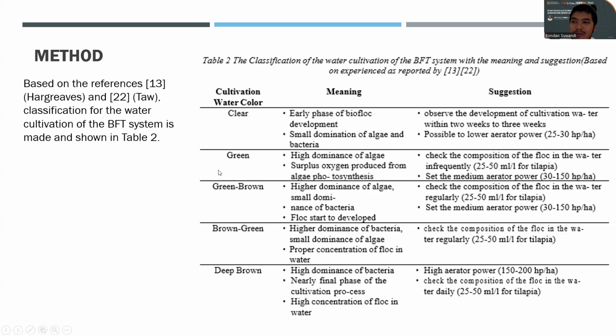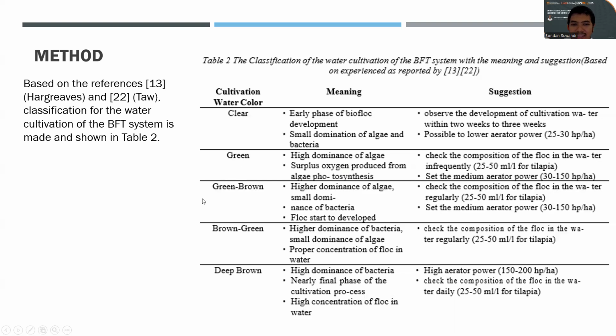When the color starts to become green, it means there is high dominance of algae. Since algae produce oxygen through photosynthesis, in this phase there is a surplus of oxygen produced from the algae's photosynthesis. It means we can set the aerator power to medium, not the maximum, because there is another source of oxygen from the algae.